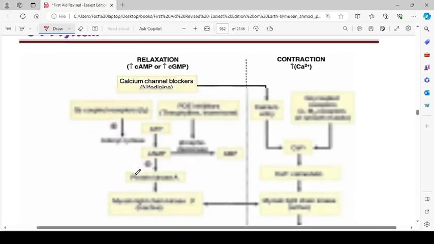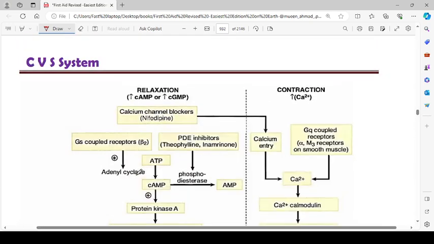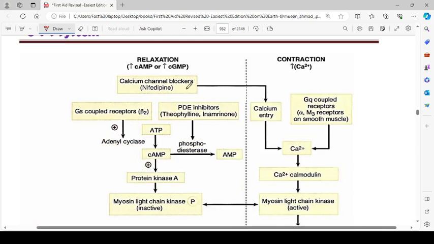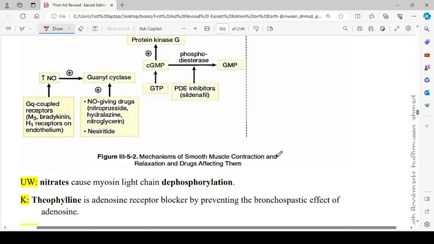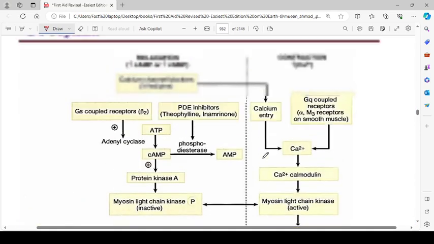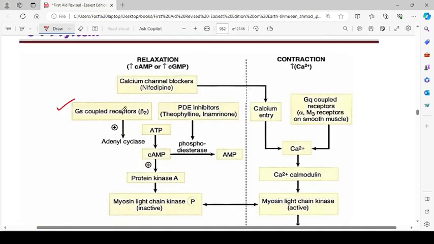Now, this is a flow sheet diagram in which they are showing the calcium channel blockers, nifedipine. What is that basically? This is the mechanism of smooth muscle contraction and relaxation and the drugs affecting them. So let's start here. Gs coupled receptor, beta 2 receptor.